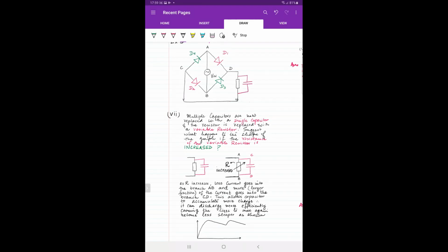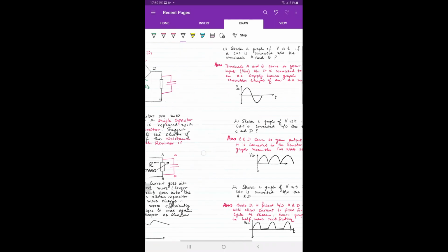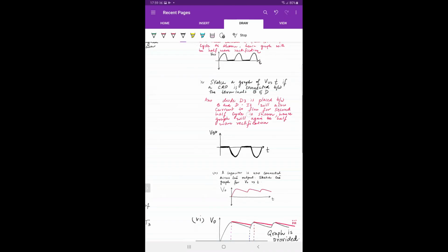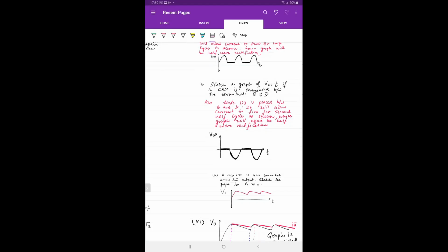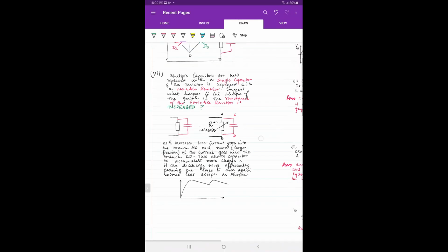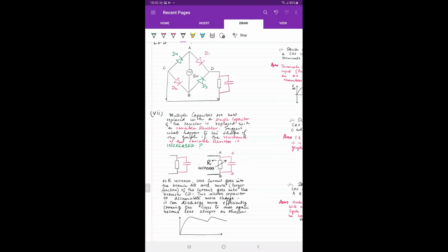Multiple capacitors are now replaced. Where is part 5? Maybe I've made a mistake. Then this should be part 6. 1, 2, 3, 4. Okay, I wrote 4 twice. This should be part 5, then 6, and this is 7. So far so good. All right.